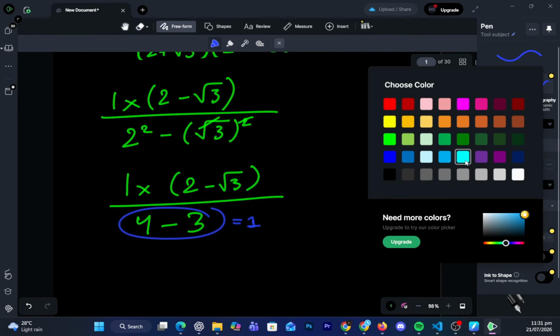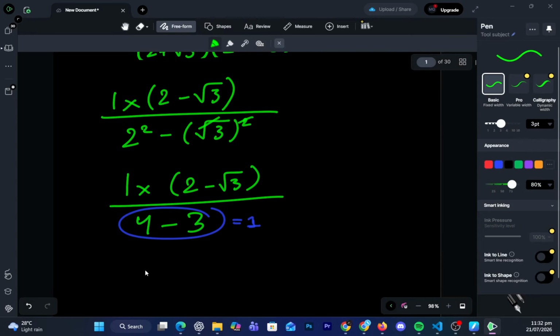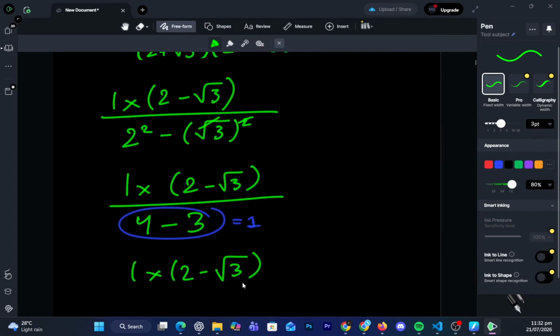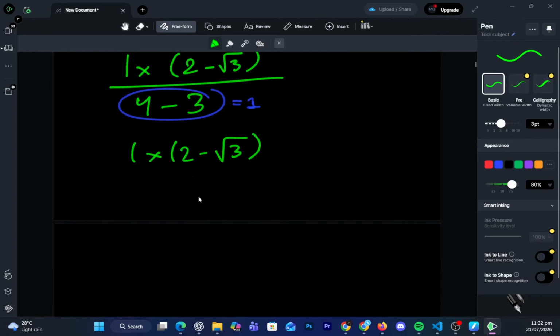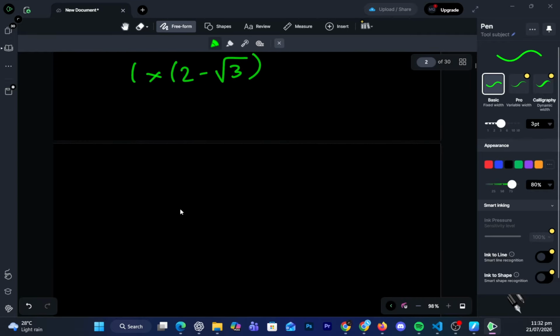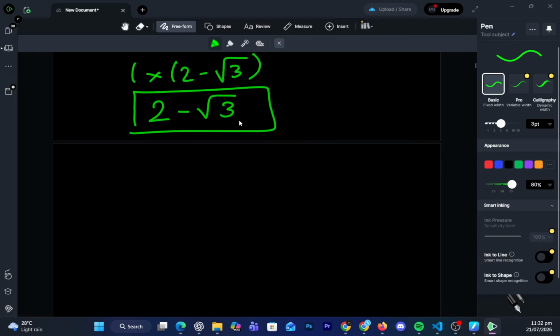So now only the numerator will be left because the denominator is 1. Now 1 into this will remain the same. The numerator remains 2 minus under root 3. Therefore our final answer is 2 minus under root 3.